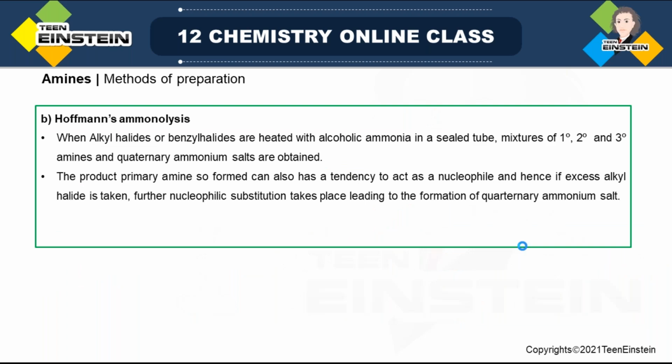Another method where alkyl halide is again the starting material is known as Hofmann's ammonolysis. When alkyl halide, or you can also take benzyl halide, that means PhCH2X, is heated with ammonia, alcoholic ammonia, you can get a mixture of all these three types of amine. Even you can get quaternary ammonium salt.